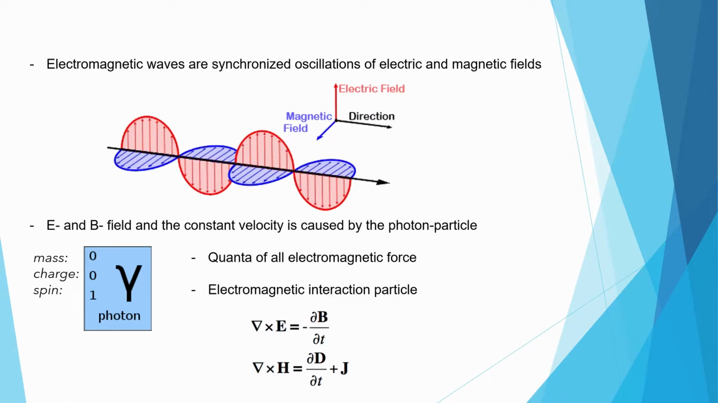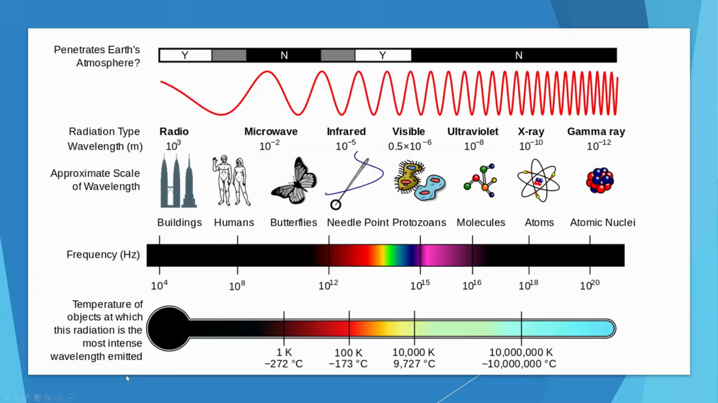Also, the third Maxwell's equation proves that any magnetic phenomenon is directly connected to an electric phenomenon. This makes sense considering that electromagnetic waves are synchronized oscillations of electric and magnetic fields at the same time.